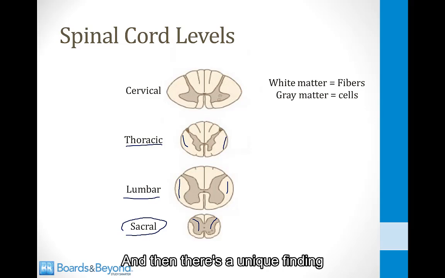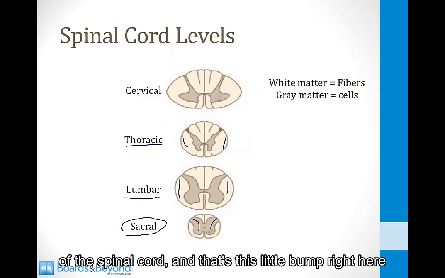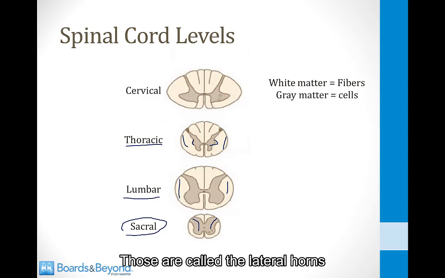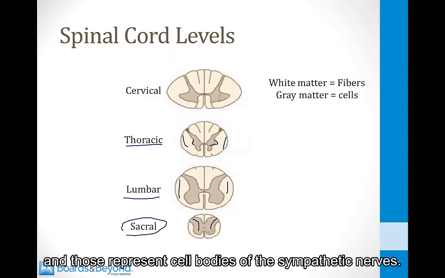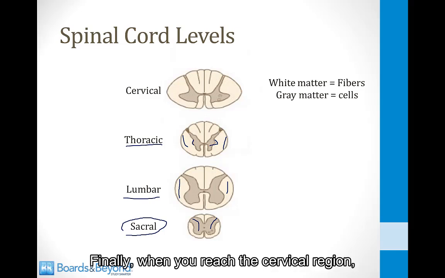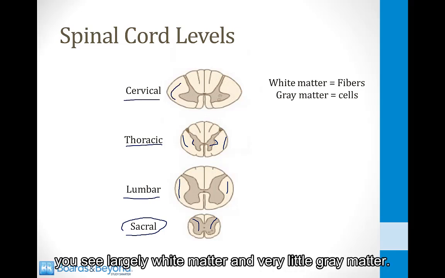Then there's a unique finding that always tells you you're in the thoracic section of the spinal cord, and that's this little bump right here in the gray matter. Those are called the lateral horns, and those represent cell bodies of the sympathetic nerves. Finally, when you reach the cervical region, you see largely white matter and very little gray matter.